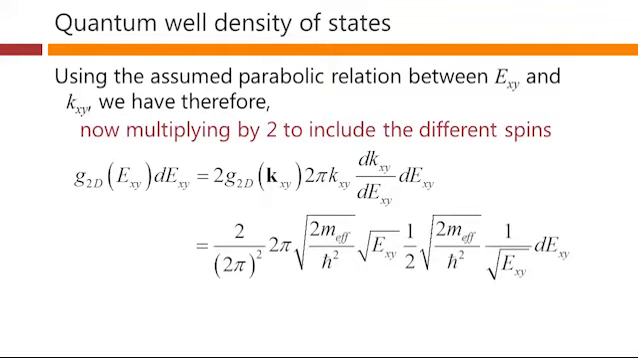Well, just as before, we can work out all of this algebra here. We have our parabolic relation between kxy and E. Working through the same algebra, we get to the following quite simple result. In this case, you'll note that algebraically, the square roots of energy actually cancel out, and we get the somewhat surprising result that this two-dimensional density of states is actually just a constant.